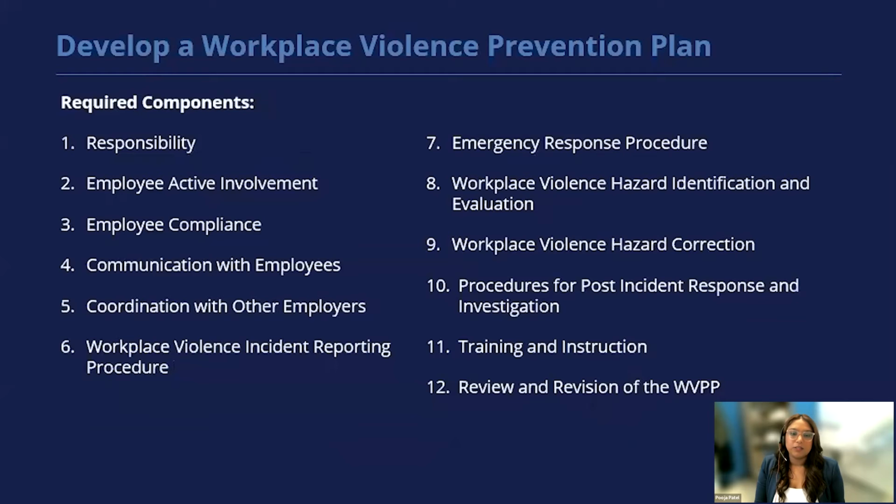So there are 12 key components that I'm going to go over that need to be in your prevention plan. These are, again, all on the Cal OSHA model plan, and they outline exactly what information you need to put in there. So the first one is responsibility. And this is what I discussed earlier. It's the name and the title of the persons responsible for implementing the plan.